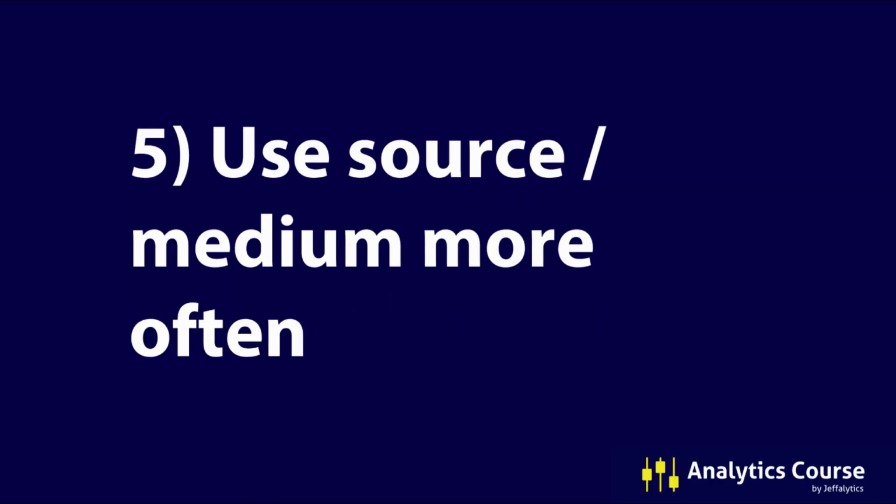Number 5 is if you don't like channel groupings, just use the source medium report more often. I love the source medium report because it really does get at the meat of what's happening. What is the source and what is the medium? And of course, we know what a source is, at least people who have taken an analytics course. We know that the source is who sent you the traffic, the source of the traffic, and the medium is the channel they delivered it to you. Source, medium, report, who and how. Pretty awesome when you have that data together.